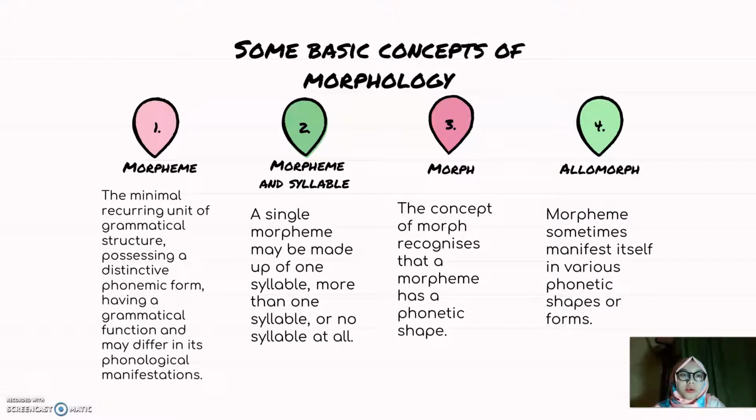Fourth, allomorph. Morpheme sometimes manifests itself in various phonetic shapes or forms. The plural morpheme can be realized as is or z or is, and so on. Similarly, the past tense morpheme can appear as the, it, and k. Each of these morphs belongs to the same morpheme. These are called allomorphs.